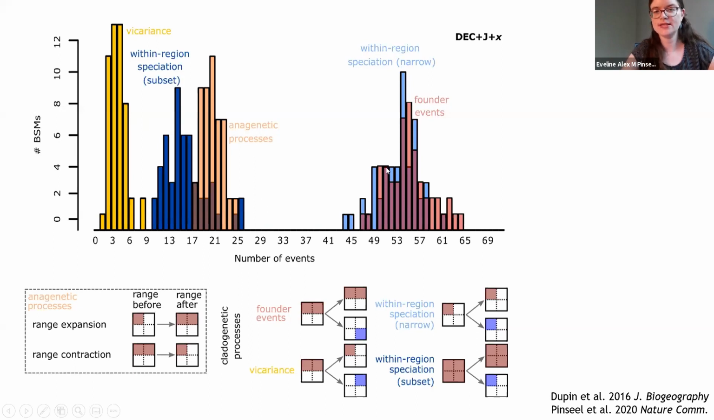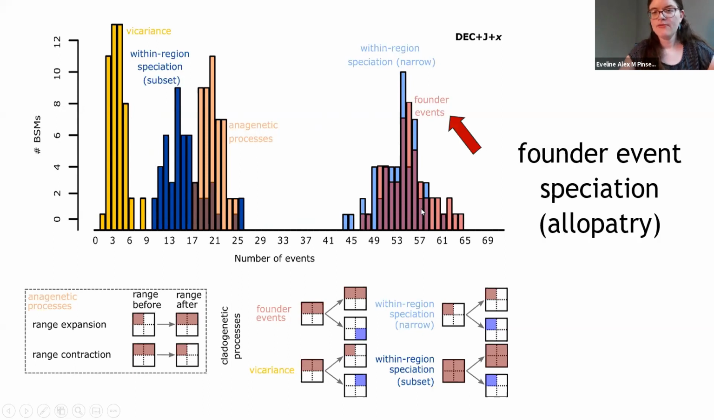Just know that these bar plots indicate the different types of speciation methods or methods at which biogeography changes of species. And the more we are to the right, the more important they are. So these three are not really important, and these two are very important. Now we found first that founder event speciation is important.